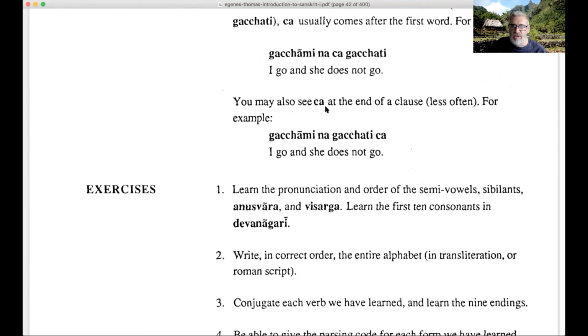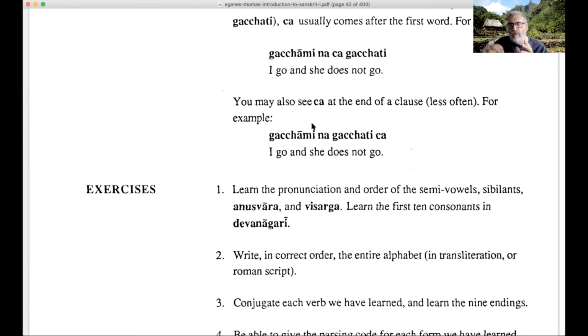So you may see cha at the end of the clause, and he says less often. I'm going to contradict him here, and I'm going to say you're probably going to see it at the end more often than not. That's his opinion, and he's probably right, and I'm probably wrong, but I have seen this way of doing it much more. Don't worry about this. This is a very minor point. Don't worry too much about Sanskrit word order.